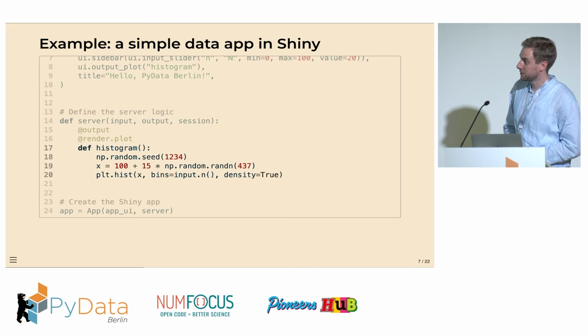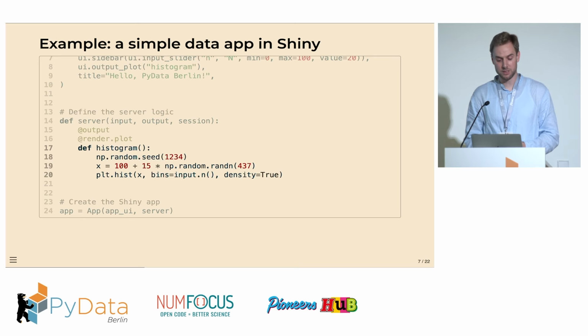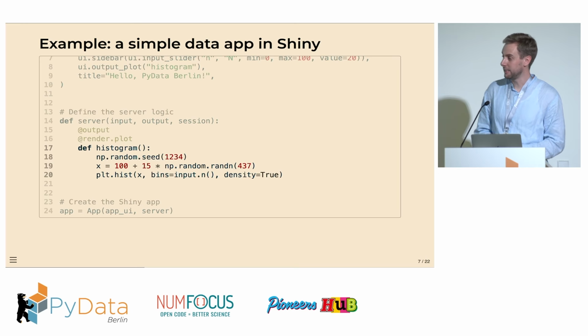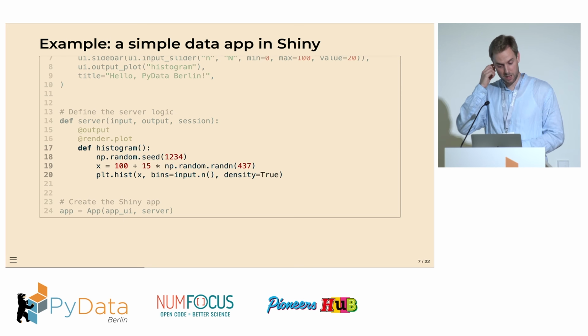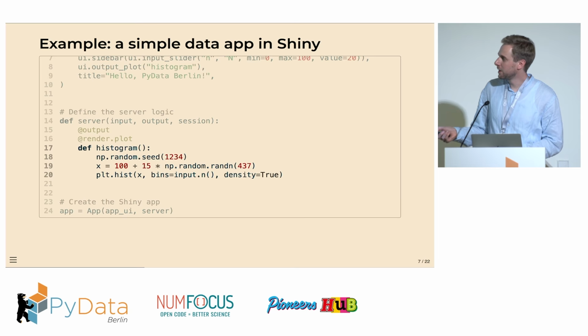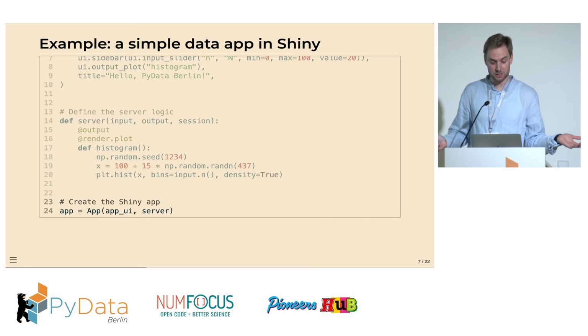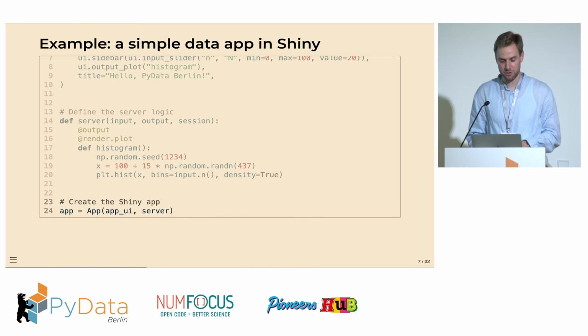And I would define the histogram as a function here. So I'm using NumPy to define a random seed, and then just in line 19, you see I'm creating a vector of random numbers using NumPy, and then just plot histogram. And also very important here, right, is the bins. We have input n. So this is exactly the n that we defined above in the slider. And if you want to start this app, you would just run this. So app, the app function, you use the app UI and the server as an input.